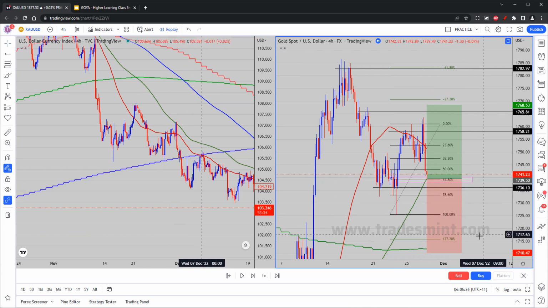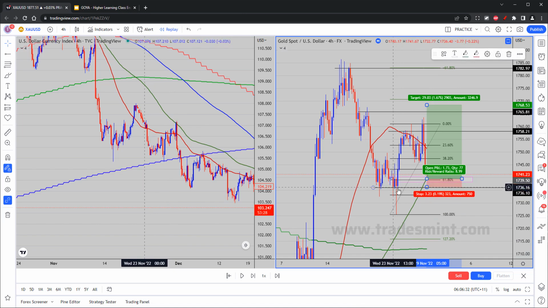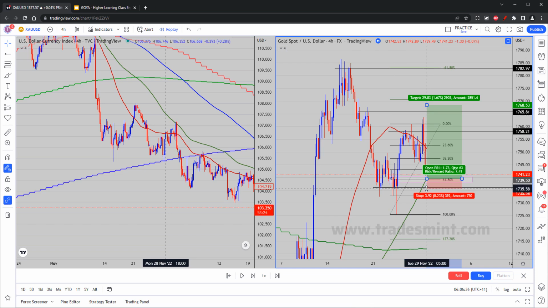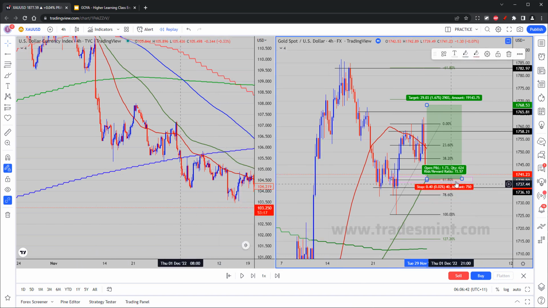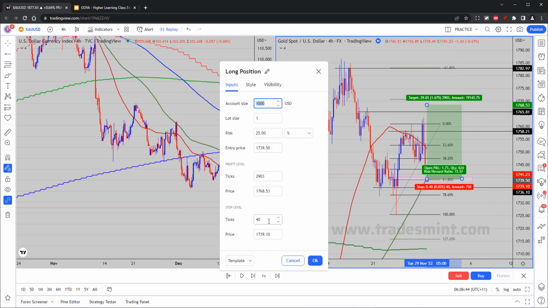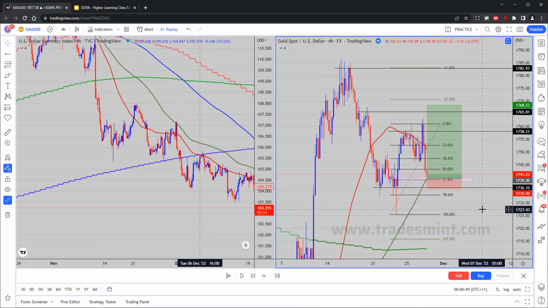Let's say I put a buy order there. My stop loss now, let's put it, I would say under these lows around here. So I would put it maybe for 40 pips. Okay, so let's be precise. Let's put it 40 pips. Just like that. Okay, 40 pips over here.